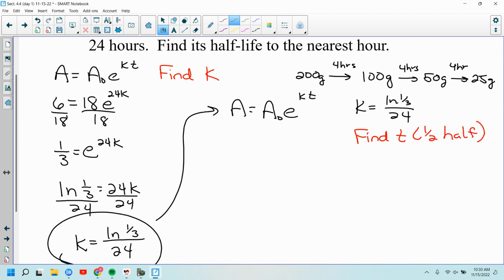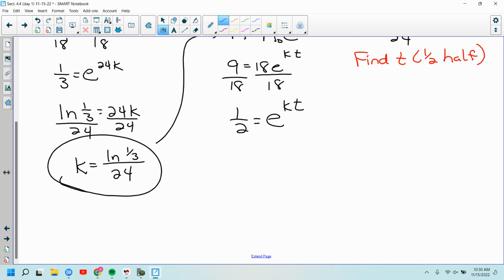We started with 18 grams. If I want to know the half-life, I want to know when the final amount is what? 9. So I'm going to make this 9 equals 18 e to the kt. Divide by 18, and I get 1/2 equals e to the kt. All right, swoop it. Make it turn into a natural log.